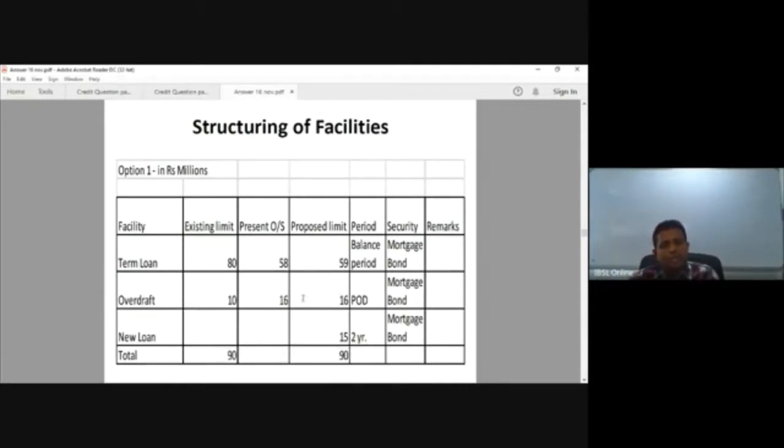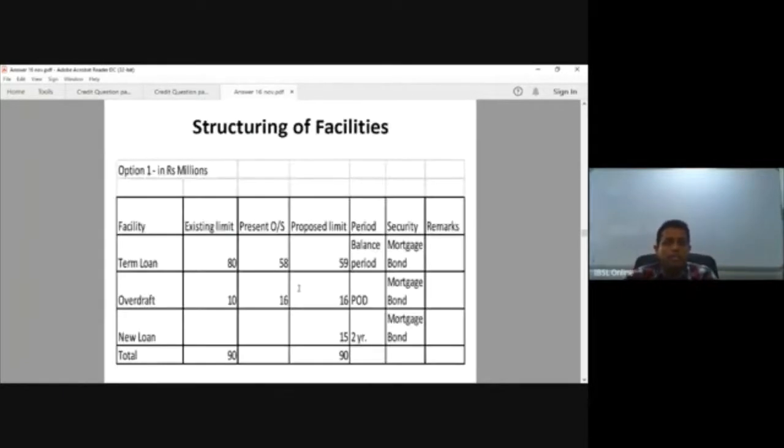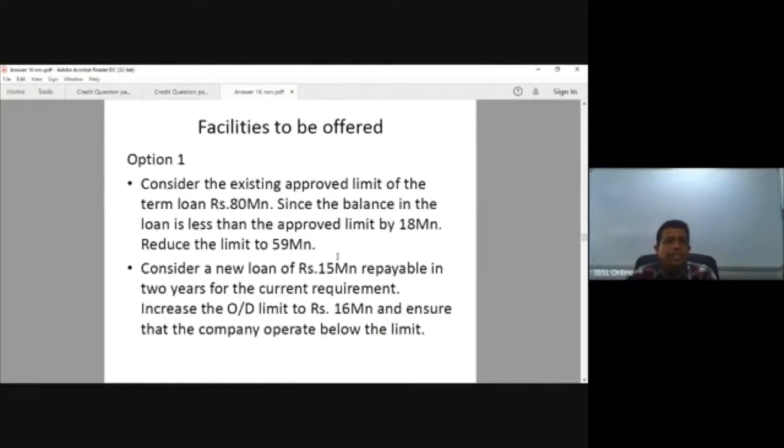Right. If I elaborate further on option number 1, consider the existing approved limit of the term loan, 80 million. Since the balance in the loan is less than the approved limit by 18 million, reduce the limit to 59 million. That's how we did it. From 80 million, we have reduced the limit to 59 million, and the current outstanding is also within that limit. Right. Then consider a new loan of 15 million repayable in 2 years for the current requirement.